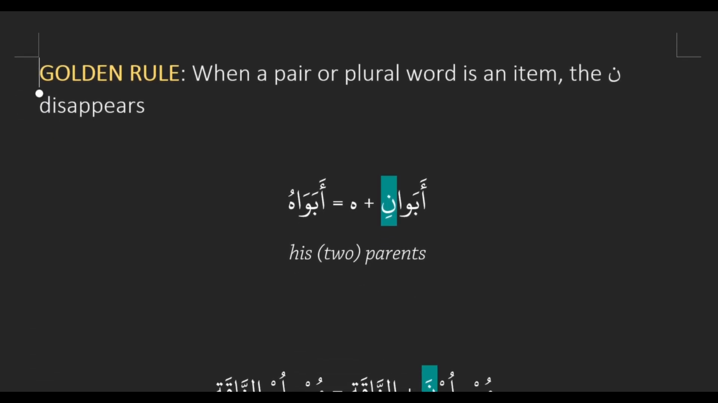Let's look at some examples. Abawani: what's the ending indicator here? The ani, the dual doer label. What if I want to add hu to abawan to make it possessive? Abawan means two parents, and hu means his, so I want to say his two parents. We have abawani plus hu, but what's the rule? The noon drops. Whenever you have an item that is a pair or a plural, the noon drops. So abawani plus hu becomes abawahu.